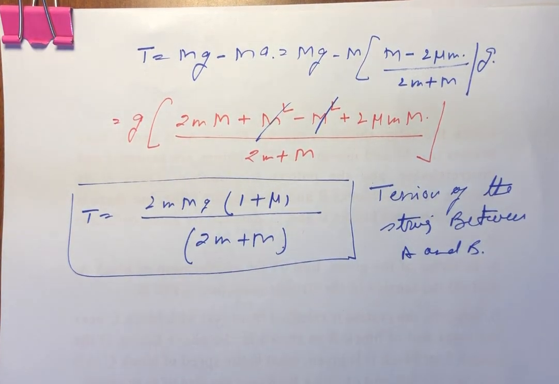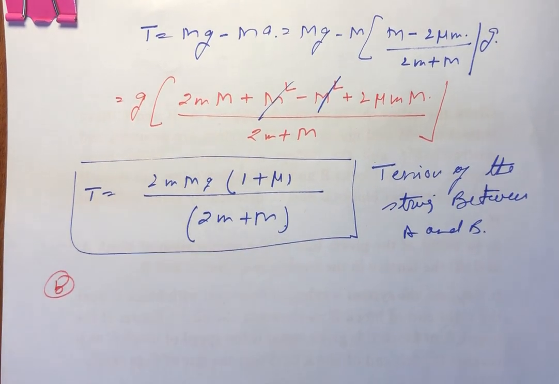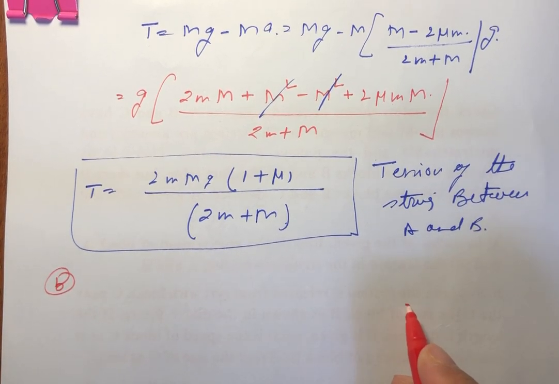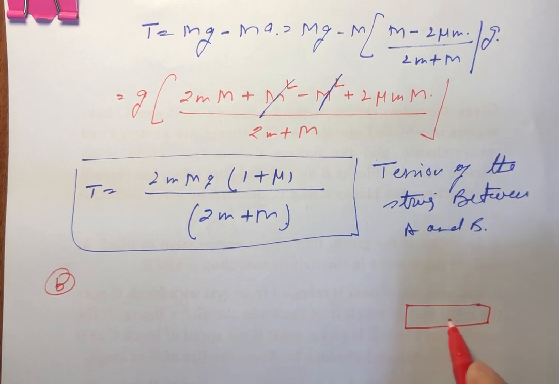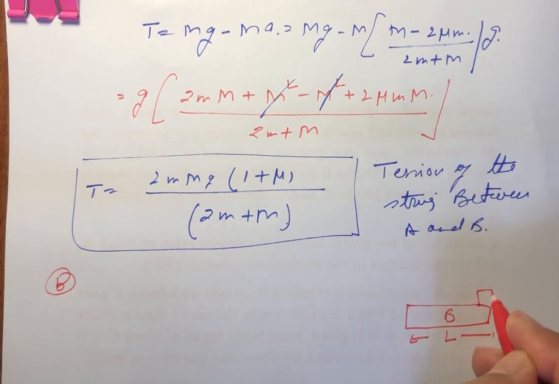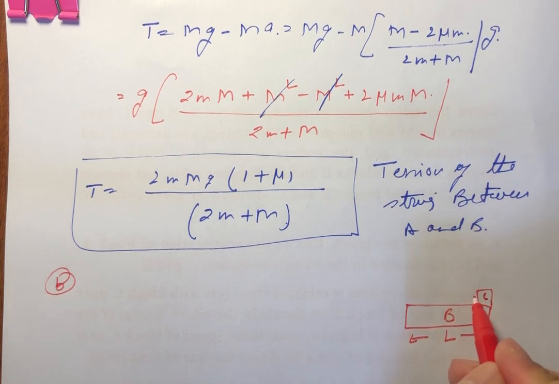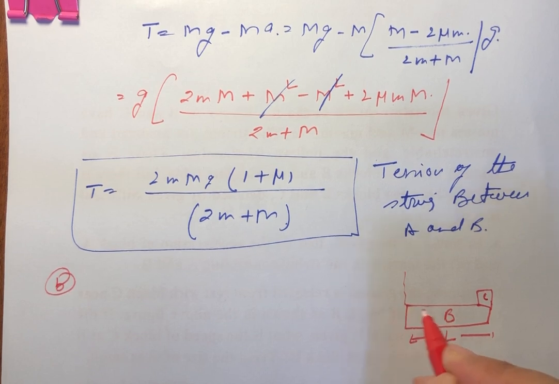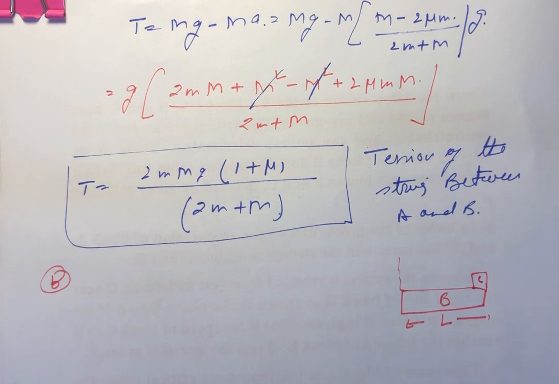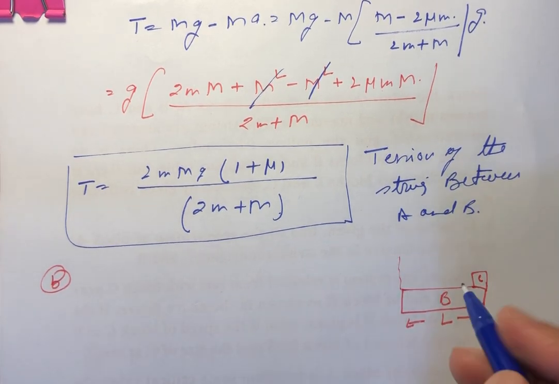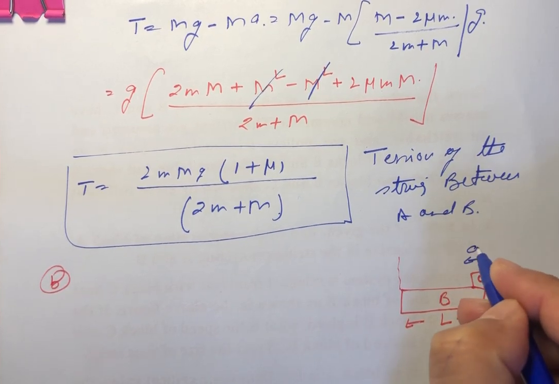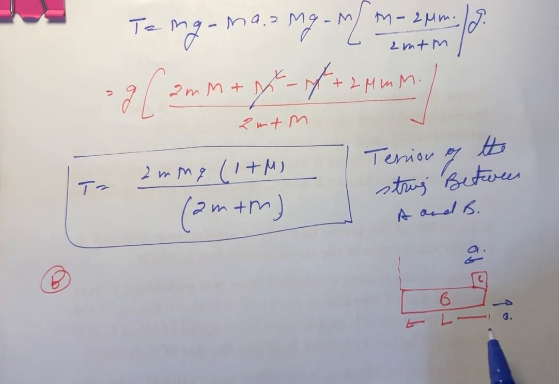Now in the B part, we have to find out that it is given that this is block B, which is having a length L, and block C starts from this extreme, and we are going to find out what will be its velocity with which it reaches by traveling the distance L. And we already know that B is moving towards the right and C is moving towards left with the acceleration a. So there is a relative acceleration between both the blocks.